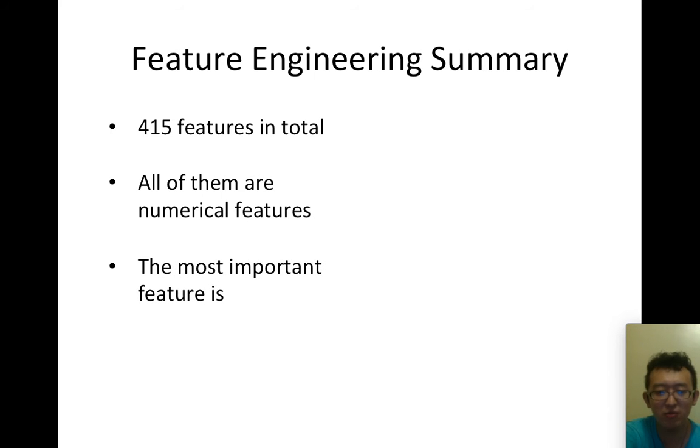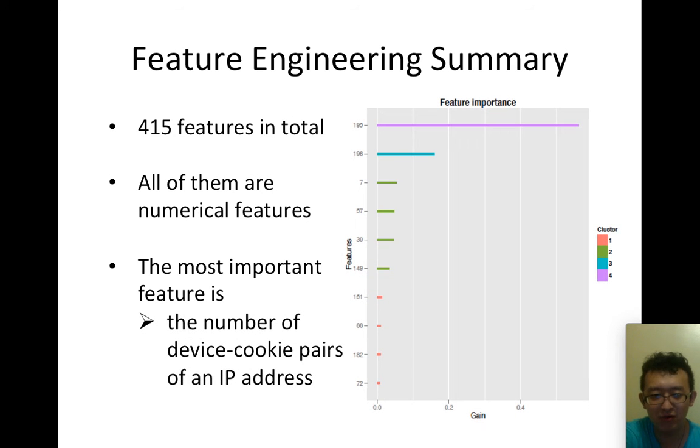So the most important features are all about IP. The IP address is the most critical thing. The most important one is the number of device cookie pairs connected to each IP address. Here in this figure, we show the feature importance discovered by XGBoost. This feature is dominantly important. This one is the number of device cookie pairs on this IP address. That's the most important feature overall.